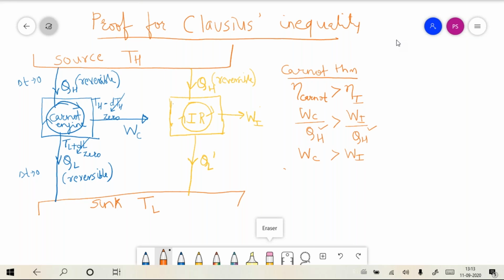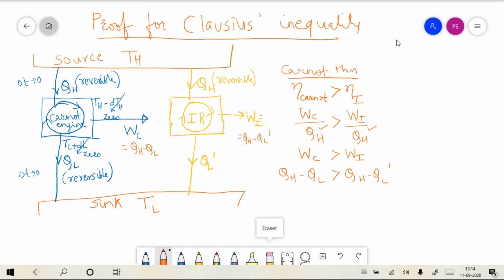Now, what is the work output of the Carnot engine? From the first law of thermodynamics, the work output of the Carnot engine is QH minus QL. This would be greater than the work output of the irreversible engine, which is QH minus QL dash. This is from the energy balance: WC is equal to heat supplied minus heat rejected. Similarly, WI would be heat supplied minus heat rejected.